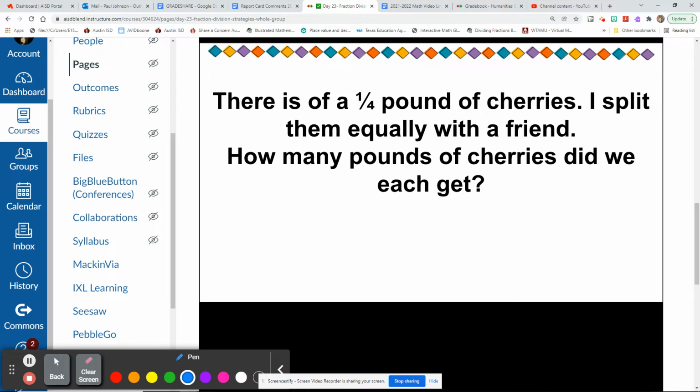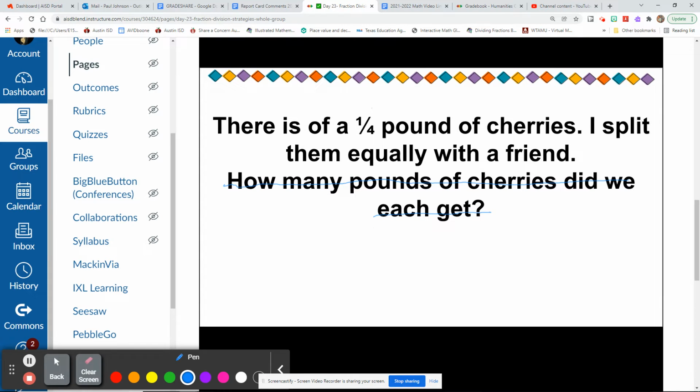How many pounds of cherries did we each get? Underline my question. Well, we get less than a pound, obviously, because there's only a 1/4 pound. All right, so I split them equally with a friend. There's a 1/4 pound of cherries. I split them equally with a friend.